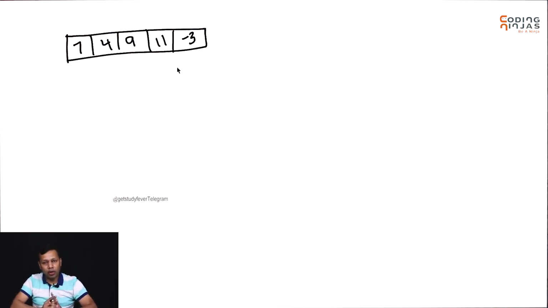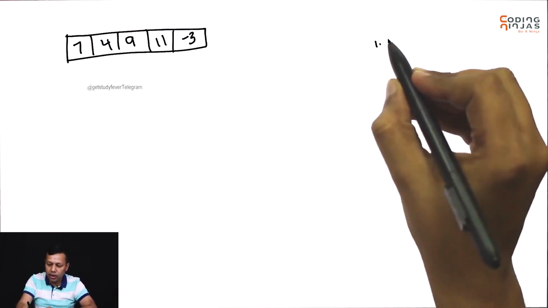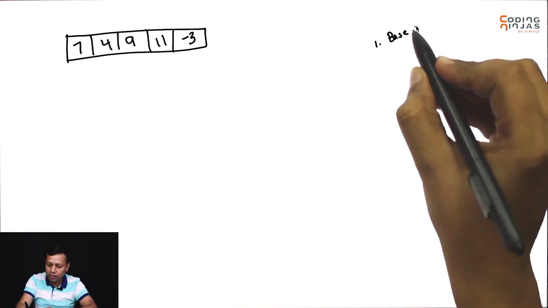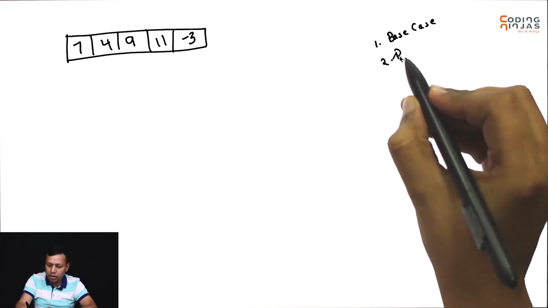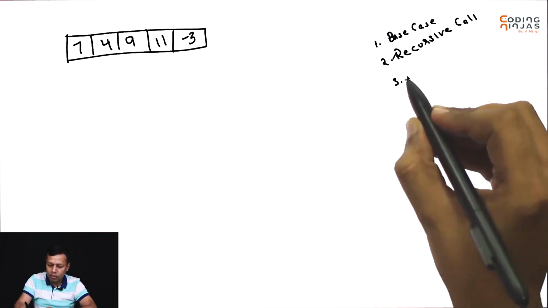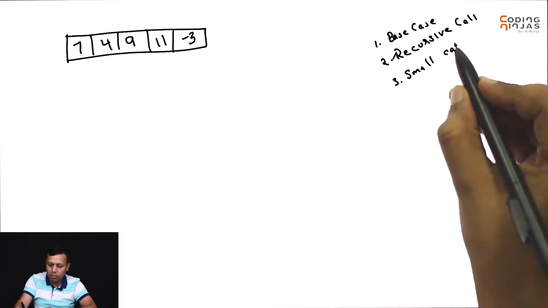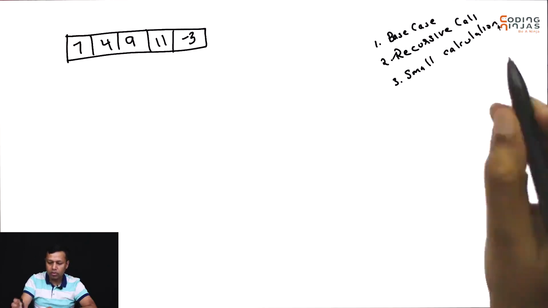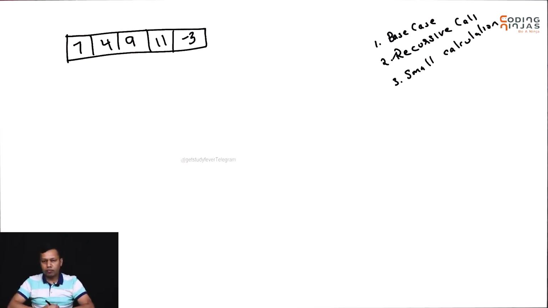I hope that you are already aware that recursion requires a few simple things. Recursion requires a base case, a recursive call, and a small calculation. Alright. So in problems like this, which are simple problems of arrays, what we need to do is some work and divide the array into two parts.